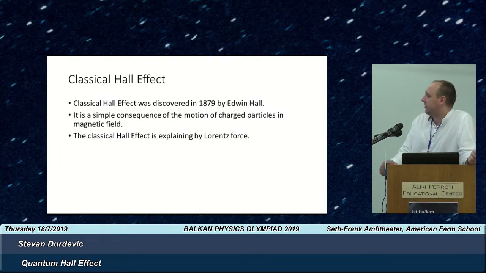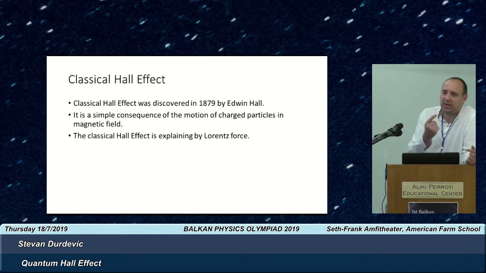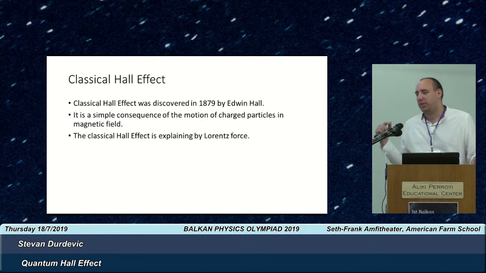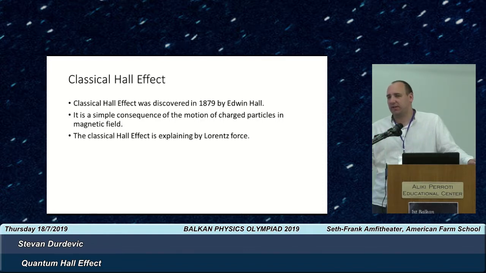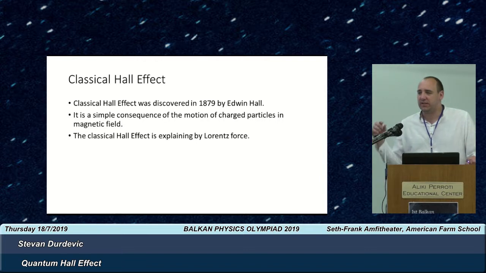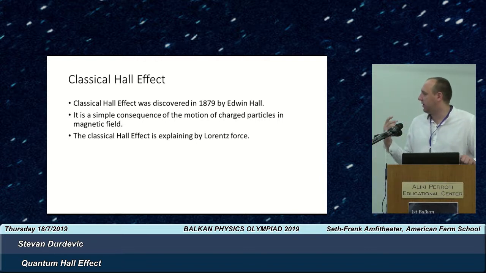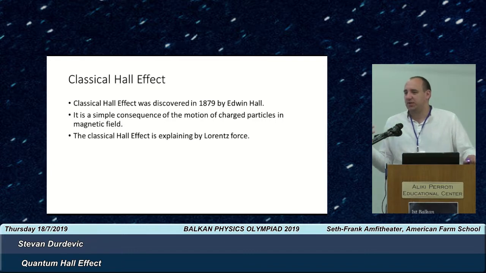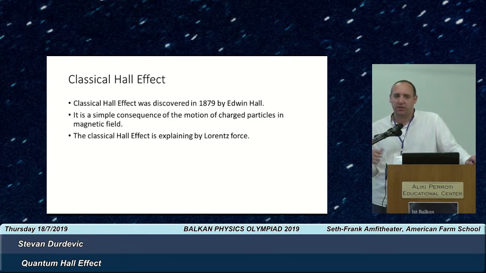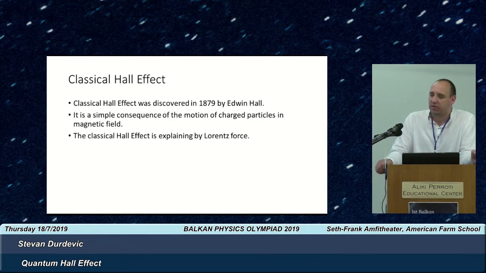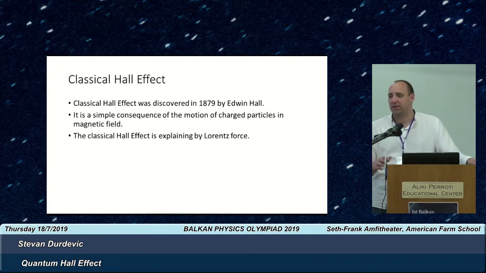The classical Hall effect is explained by the Lorentz force. I hope that you know what a Lorentz force is. When you have a charged particle in a magnetic field and it has some velocity, the Lorentz force is proportional to the cross product of this velocity and the magnetic field vector.